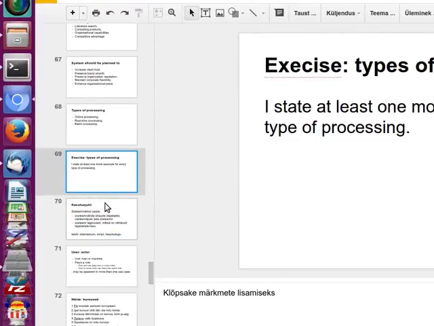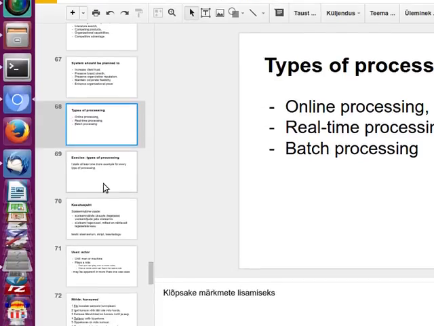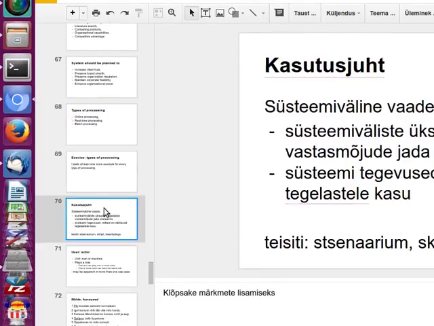So last time we were talking about types of processing, and there was an exercise for that. You had to state at least one more example for every type of processing, so online processing, real-time processing, and batch processing. But now we are going to go ahead and handle use cases.